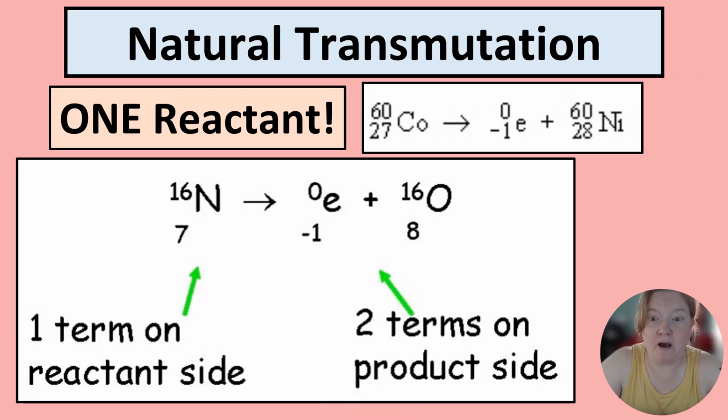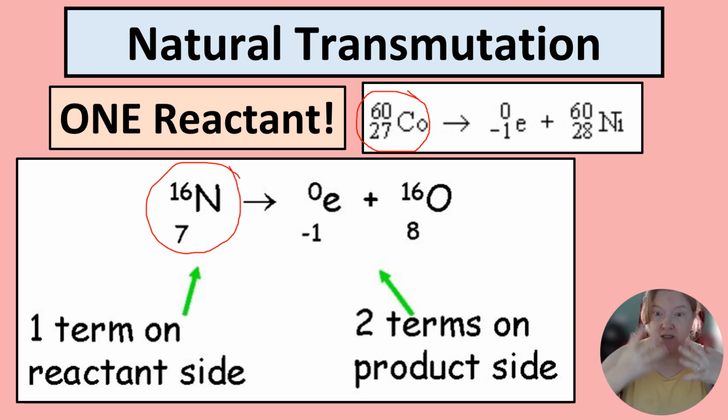So here's an example of a natural transmutation. How can you tell it's natural? You look on the reactant side and you will see one thing. That means the thing was just sitting there and decayed. I didn't have to do anything. I didn't have to force it. It just happened. Okay, that's how I tell it's natural. There's one reactant.